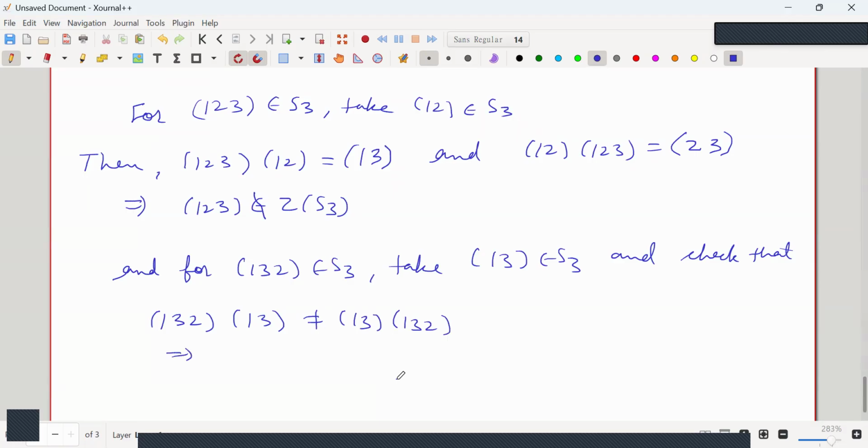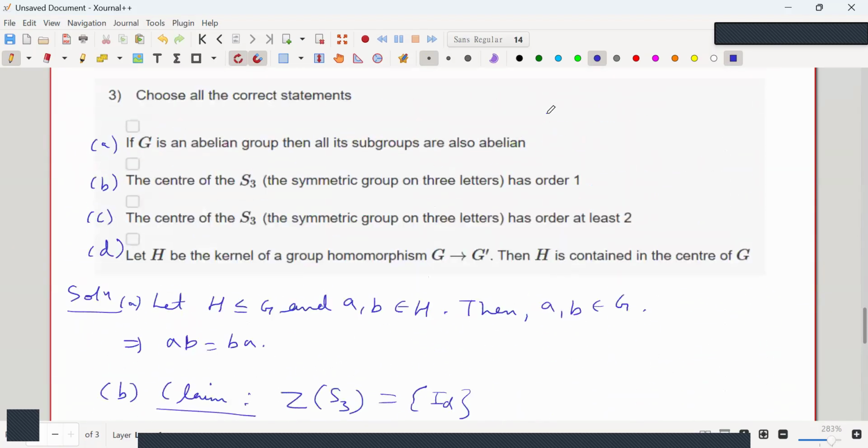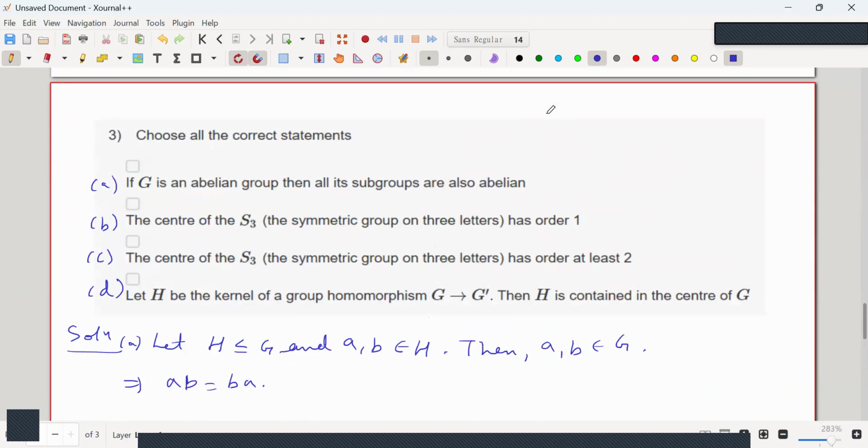So this implies that (1 3 2) is not inside the center of S3. So there is only one element, and what is that element? The identity. So this implies the center of S3 is just the identity. So B is correct and C is not correct. This is okay, and this is not okay.